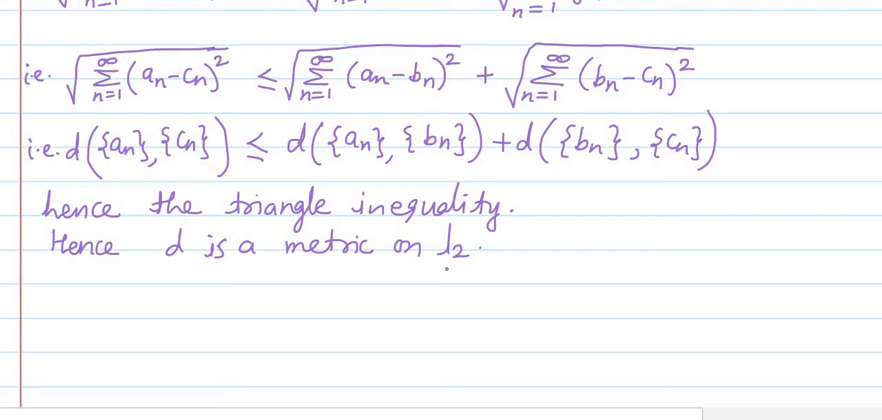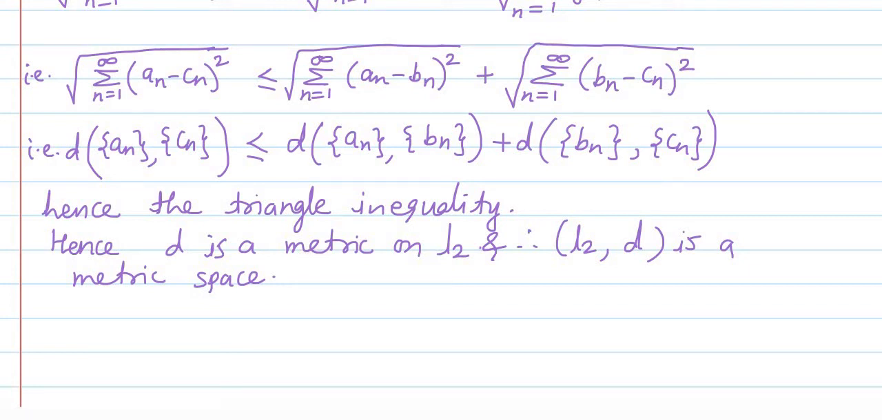So it is this, and therefore L2 comma D is a metric space. So like such we have solved this example. There is one note on this one that we'll mention here.